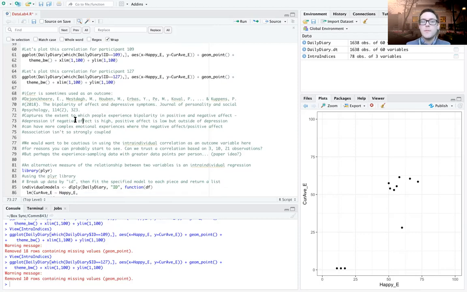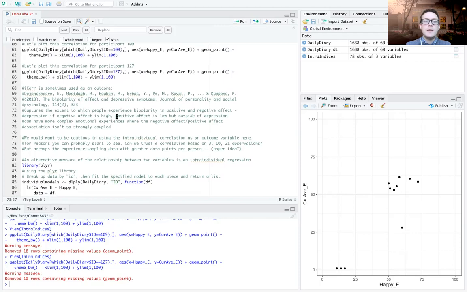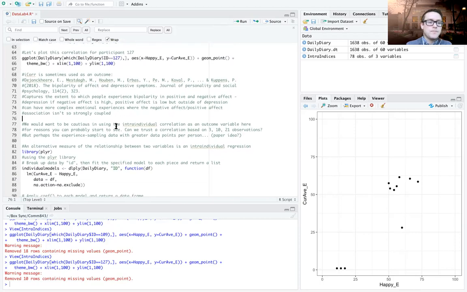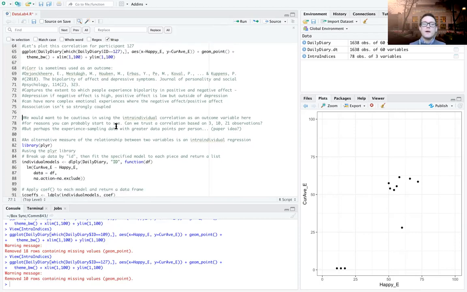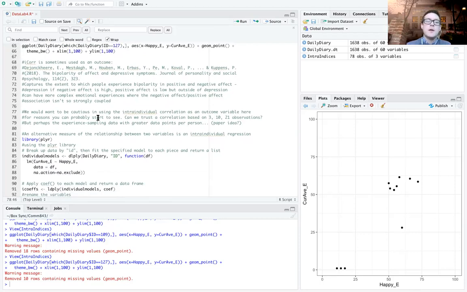I'm curious if you have ideas about how this might work out in the areas of research that you work in. Okay, but with that said, we would want to be cautious in using the intra-individual correlation as an outcome variable here, for reasons you can probably start to see by looking at these plots. Can we really trust a correlation based on 3, 10, 21 observations? The more data you have, the more confident you can be that you're capturing something real about the way an individual's two variables are moving with one another across time.